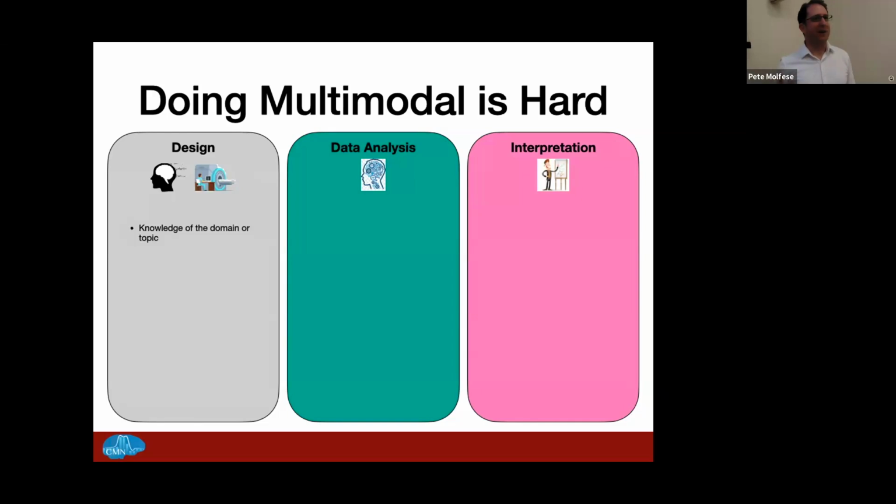oftentimes if you're sitting down and saying, I want to design my own multimodal study, it requires you to have some domain knowledge on the thing that you're studying, right? Like you're not going to wake up tomorrow and be like, I'm going to study reading development when you don't have any domain expertise in reading, right? Or language. Probably not going to happen. Not going to say it never happens, but unlikely.